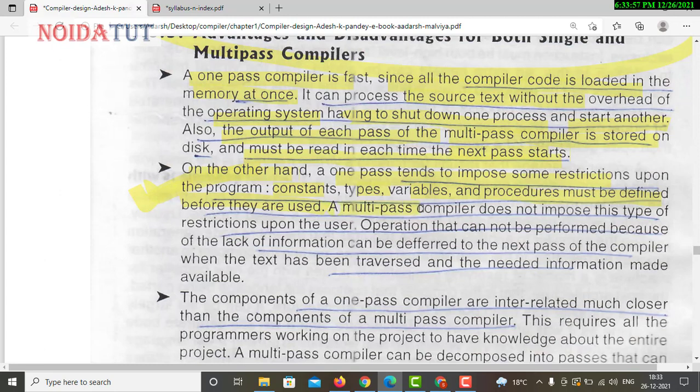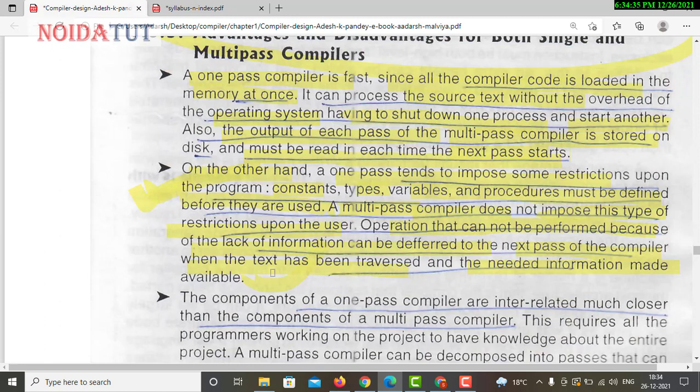Now proceeding further, we are going to have a look at the multi-pass compiler. Multi-pass compiler does not impose this type of restrictions upon the user. That means you can declare the variable anywhere, or even sometimes it is not needed to declare the variables. Now, operations that cannot be performed because of the lack of information can be deferred to the next pass of the compiler. When the next part has been traversed, the needed information is made available. Fine. That means suppose some of the things could not be understood by the system in the first part.